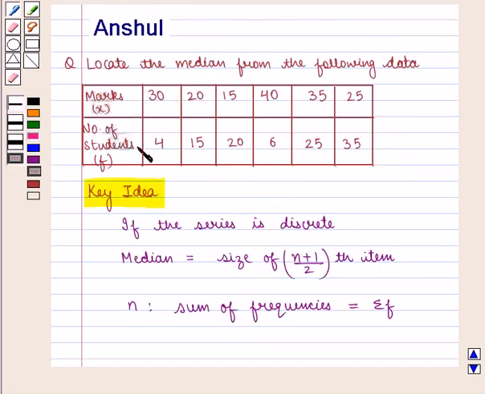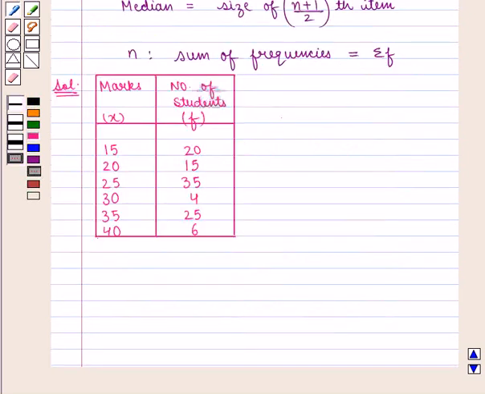Since the given data is in jumbled form, first we shall arrange the series in ascending order with respect to the marks, that is x. Now we shall find the cumulative frequency.